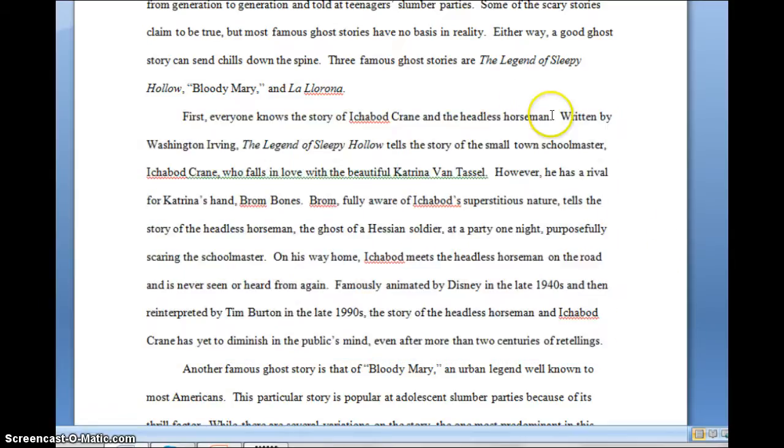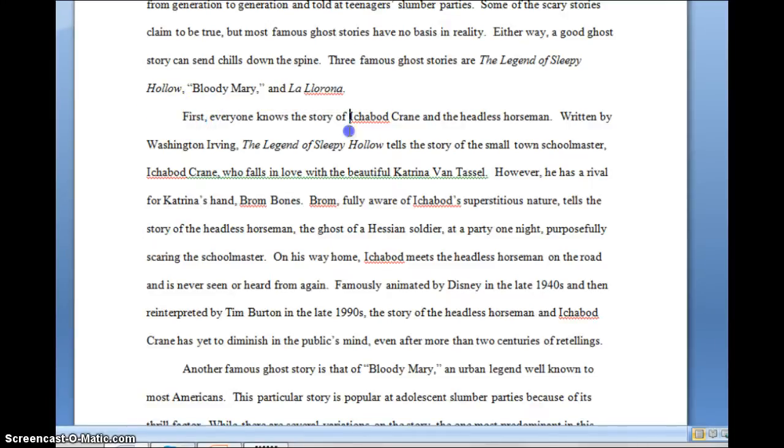Notice that it starts with a nice strong topic sentence that tells the reader what the topic of the paragraph is. We say, first, everyone knows the story of Ichabod Crane and the Headless Horseman. And again, notice, very important that we start with this really nice transition. First, everyone knows the story of Ichabod Crane. That way we know we're moving into point 1. We've got this nice transition showing us we're doing that. So every topic sentence you write, you want to have a transition like this at the front.